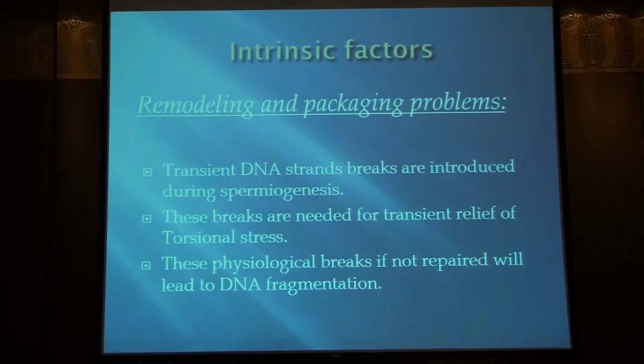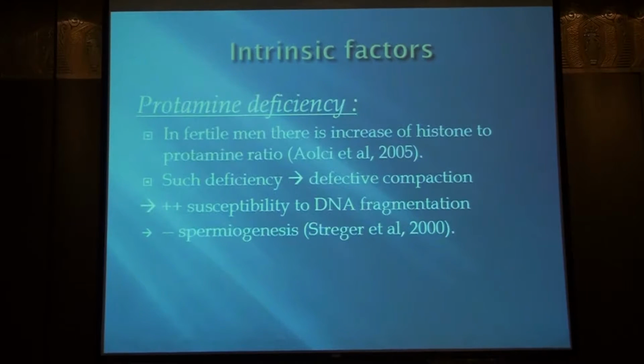Concerning the intrinsic factors, remodeling and packaging problems: transient DNA strand breaks are introduced during spermiogenesis. These breaks are needed for transient relief of torsional stress. These physiological breaks, if not repaired, will lead to DNA fragmentation. Concerning protamine deficiency in infertile men, there is an increase of the histone to protamine ratio. Such deficiency will lead to defective compaction, increasing the susceptibility to DNA fragmentation and leading to defective spermiogenesis.